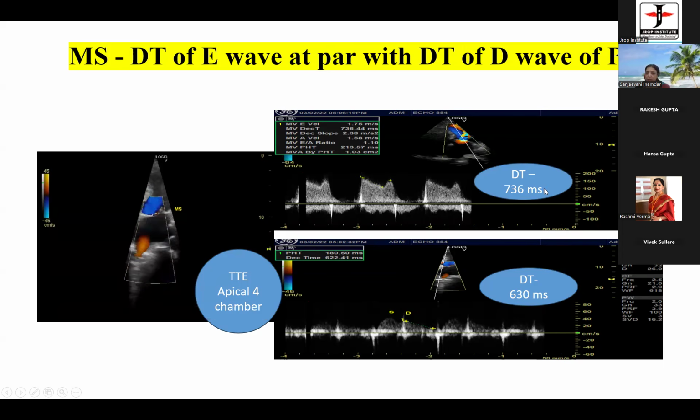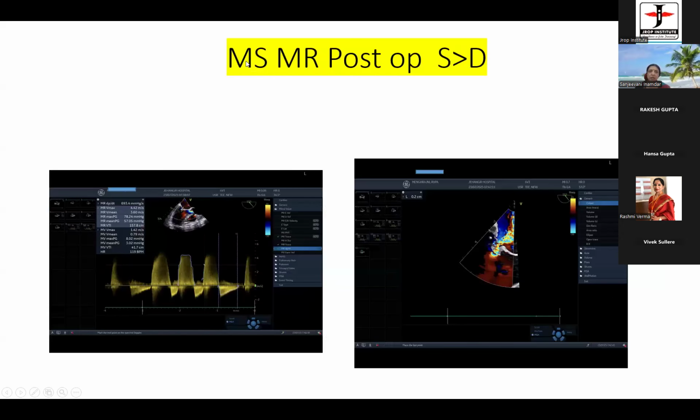When I measured the deceleration time of the mitral valve E as well as the D of the pulmonary vein, they correlated quite well. That is what I wanted to tell you, that you can correlate how these two phenomena are occurring at the same time in diastole and behaving in the same way to the pressure changes in LA and LV. This is another case of MS and MR.